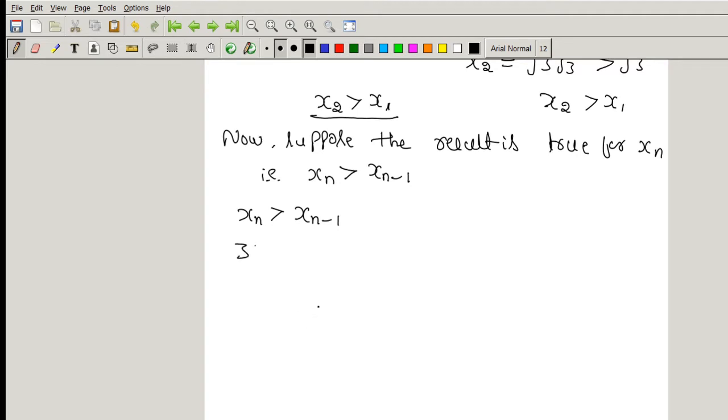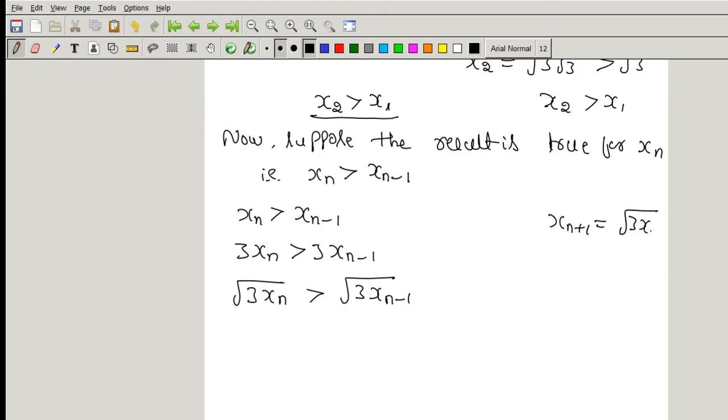Multiply 3 on both sides. If you multiply any positive number on both sides, the inequality remains the same: 3 into xn is greater than 3 into xn minus 1. Take root on both sides: root of 3 into xn is greater than root of 3 into xn minus 1. Given xn plus 1 is equal to root of 3 into xn, root of 3 into xn is nothing but xn plus 1, and if here it is n, then adding 1 we get the n plus 1th term.